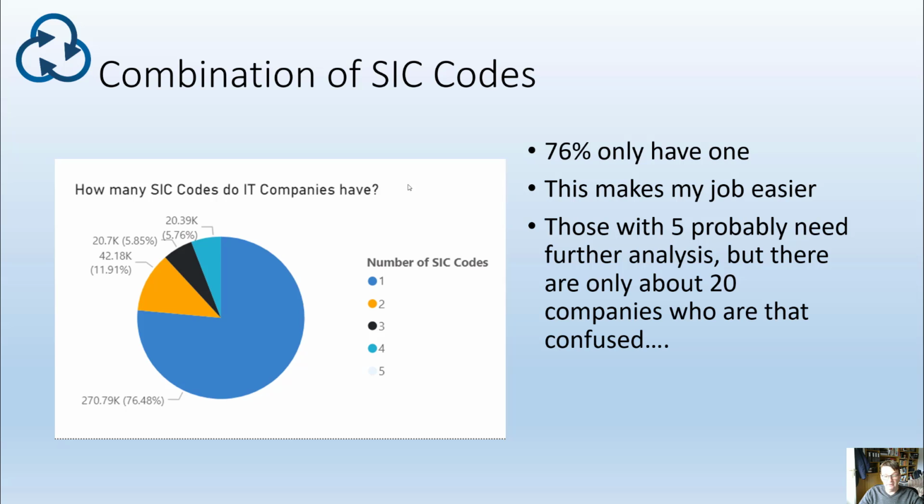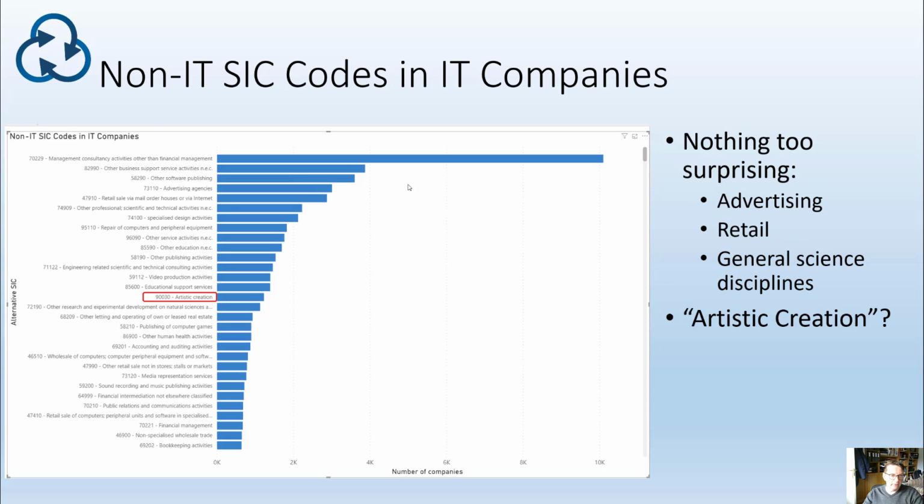There are 20 companies that have got 5 SIC codes, and the rest of them have got more than one. So, health warning: some of the SIC code analysis I've done is not considering the non-primary SIC code, and therefore it needs a bit of tidying up going forward. And if you look at the other SIC codes, the non-IT SIC codes in the IT company estate that I'm looking at, nothing really surprising there.